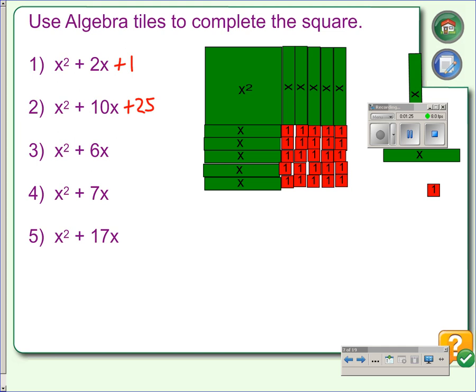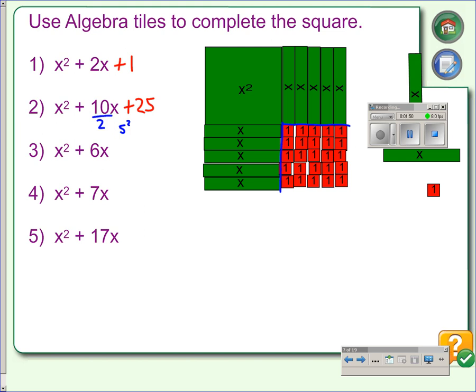Now, we don't want to have to draw a picture like this every time, so there must be a shorter way to figure it out. What we did was we took this 10 and divided it in half, and then we took that answer, which was 5, and squared it. Because you've got 5 on this side, 5 on this side, 5 times 5 gives us 25 red squares.